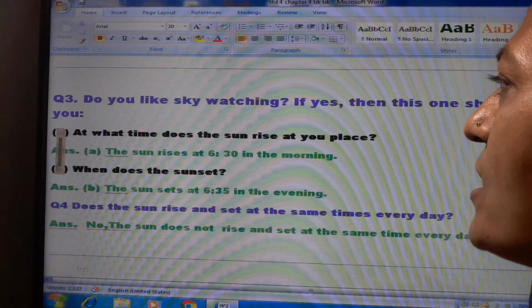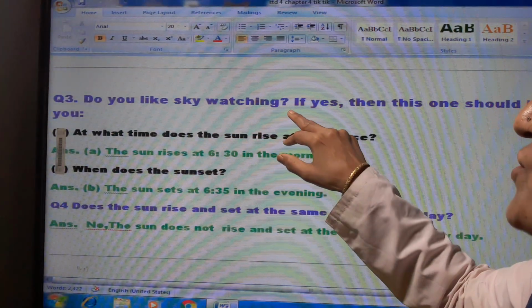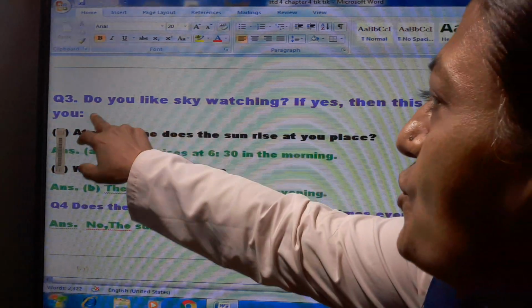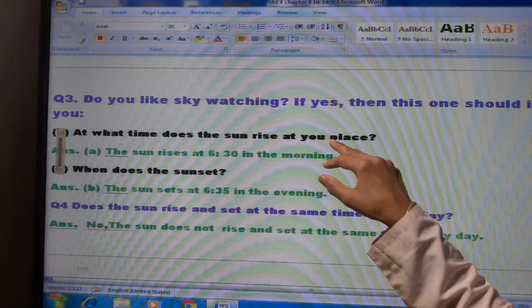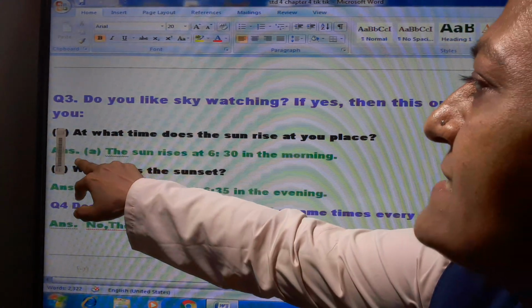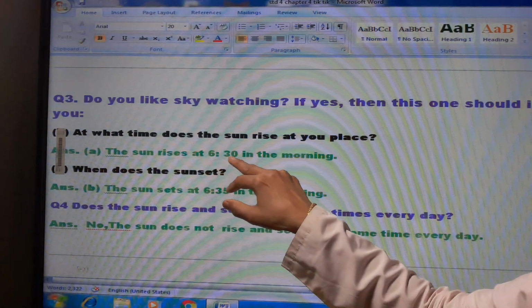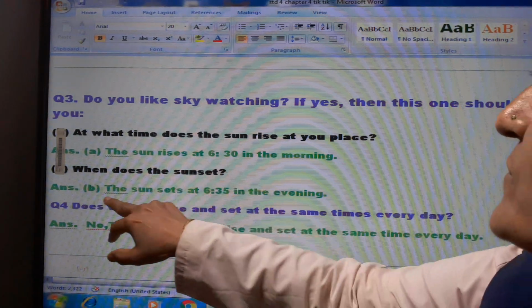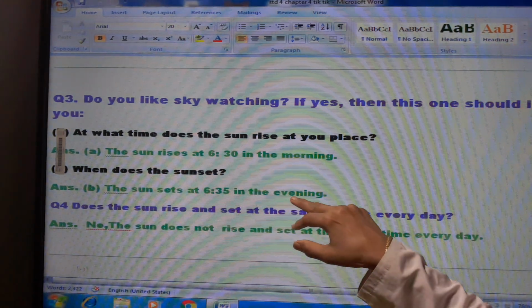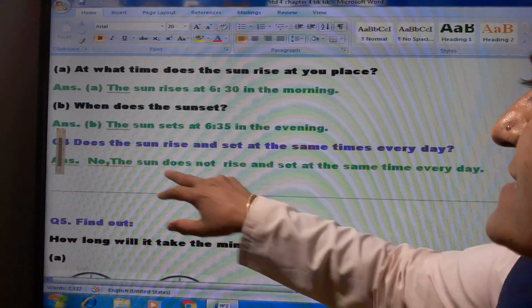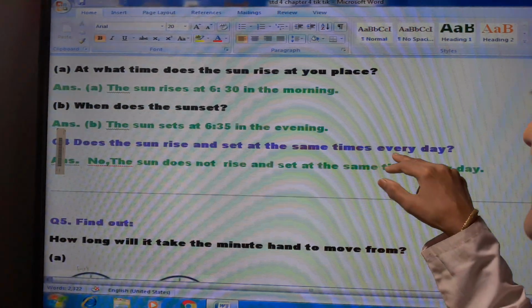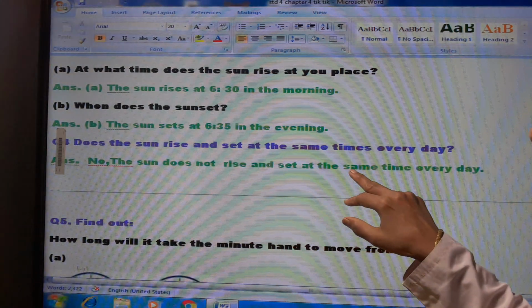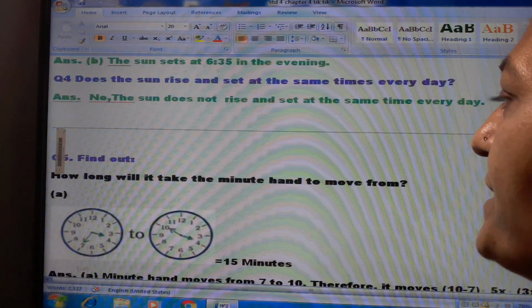Now question number 3. Do you like sky watching? If yes, then this one should interest you. At what time does the sun rise at your place? Answer: the sun rises at 6:30 in the morning. When does the sun set? The sun sets at 6:35 in the evening. Does the sun rise and set at the same time every day? No, the sun does not rise and set at the same time every day.